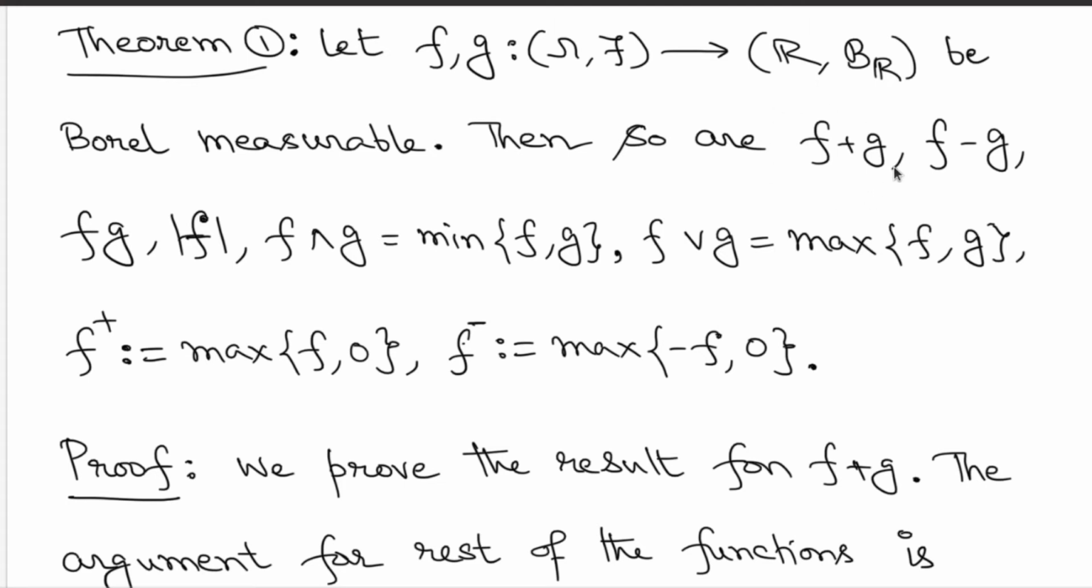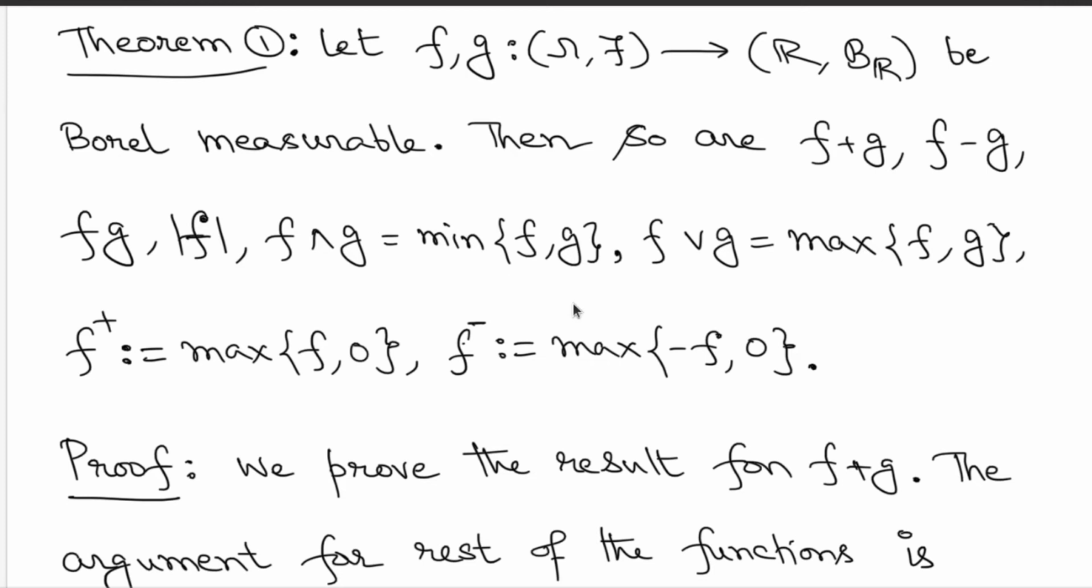Look at a sample point small omega. F plus g is simply the function taking the value f of omega plus g of omega. So just evaluate the original functions f and g at the sample point, add them up, and you will get the function f plus g. Similarly, f minus g is defined as f of omega minus g of omega. Likewise, you can talk about all the other functions like f times g, the product of f and g, modulus of f, minimum of f and g, and maximum of f and g.